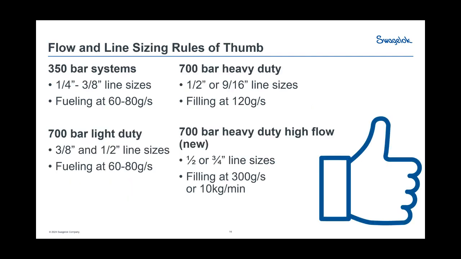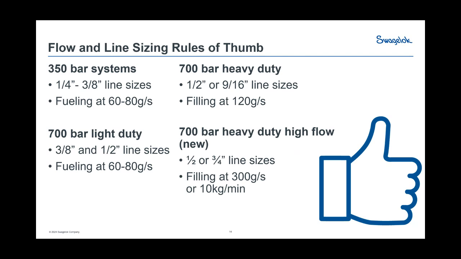A couple things we've learned. So this is some flow and line sizing we've seen in fueling stations. So we see 350 bar systems. I'll back up for 1 second. Generally in the industry, there are 2 different pressure classes that we use. A 350 bar system, which is known as an H35. It's 35 megapascals or 350 bar. Thank you, metric system, for just adding zeros. And then there's an H70 pressure class or 700 bar.